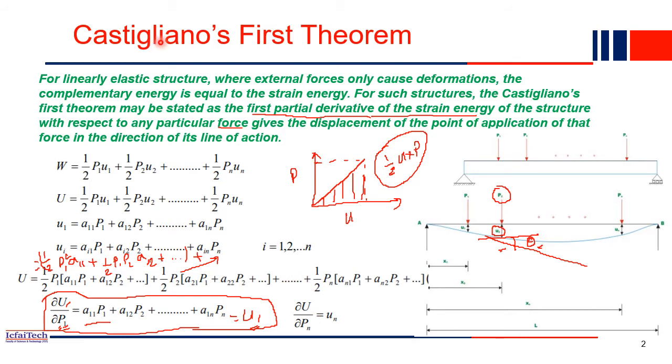Now what does Castigliano's second theorem tell? The second theorem tells how to find the slope also.